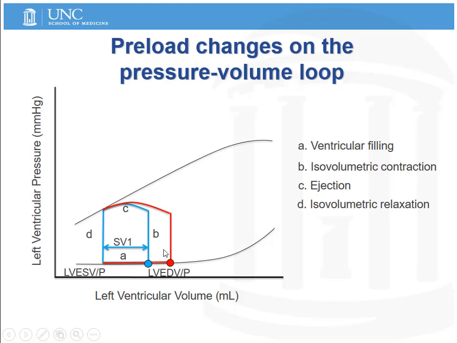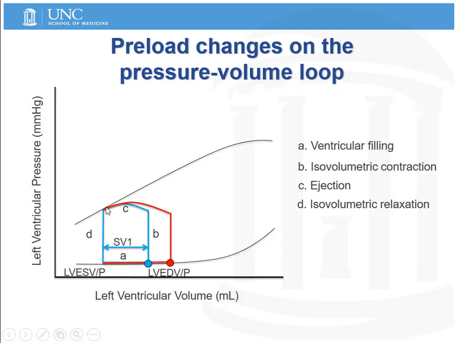Since there was more volume in the ventricle just before contraction, the cardiac myocytes and their sarcomeres were more stretched and they can have a more forceful contraction. So that larger force of contraction allows ejection of all of that additional volume.